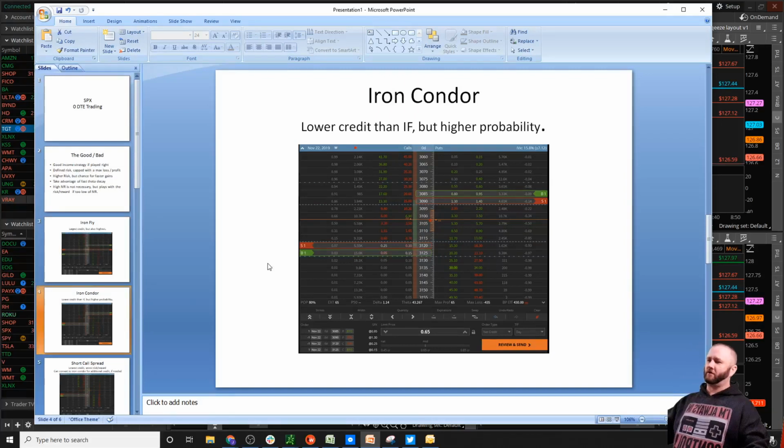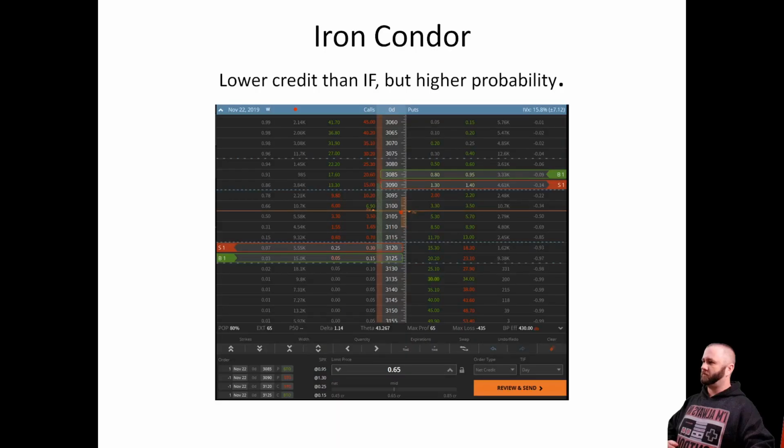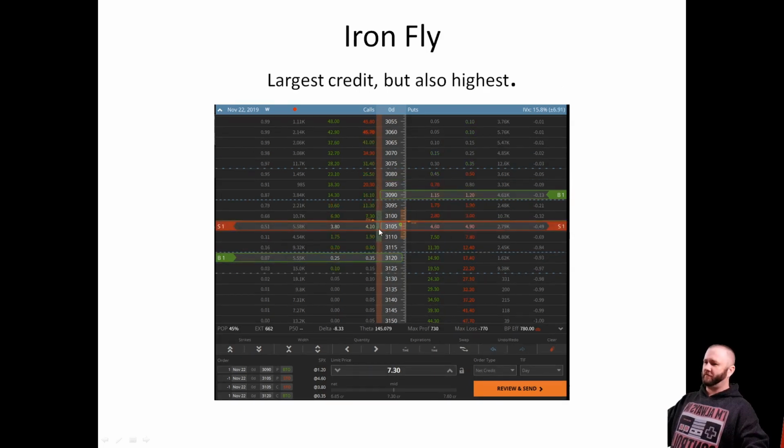The next one's the Iron Condor. This one has a lower credit than the Iron Fly, but you have a much larger probability. And if you can see it on my screen, let me see. I do, there we go. Okay, so looking at it here, look at the Iron Fly. If you see this little green zone, this is your profit zone. Not a very big area. I mean, it's $5 up or down from the current price, okay? And that's $10 wide, right?